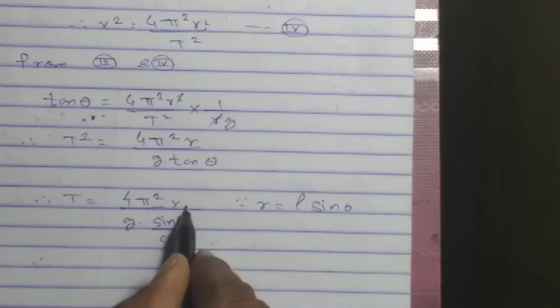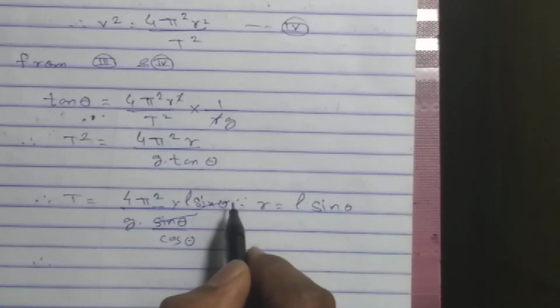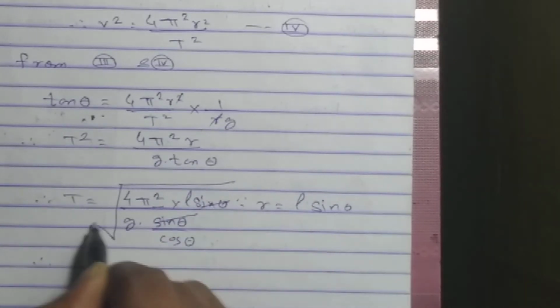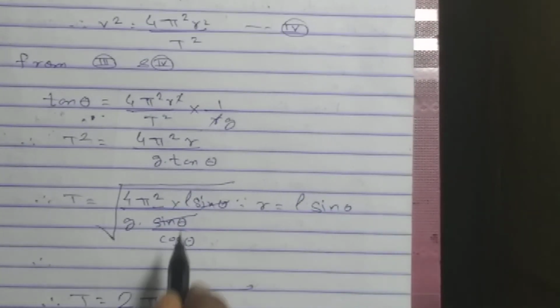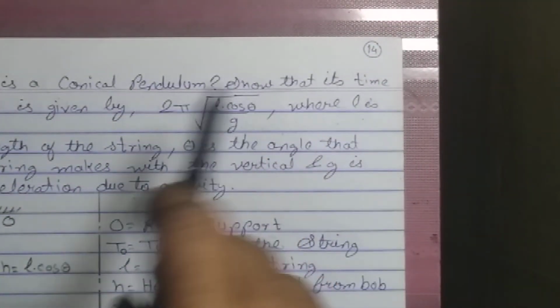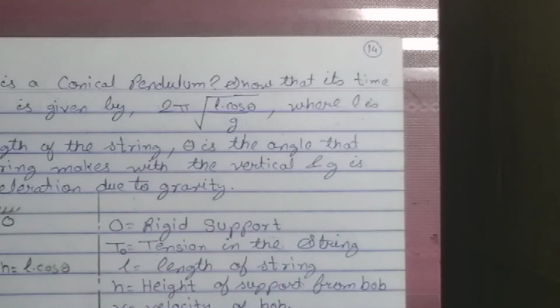If I substitute the value of r as L sin theta, sin theta gets cancelled, and the whole thing comes under the root sign. The final answer for T: the square root of 4 is 2, the square root of pi square is pi, and the remaining terms are L cos theta upon g. So students, we have proved that the period of that bob is given by 2 pi under root of L cos theta upon g. Thank you very much.